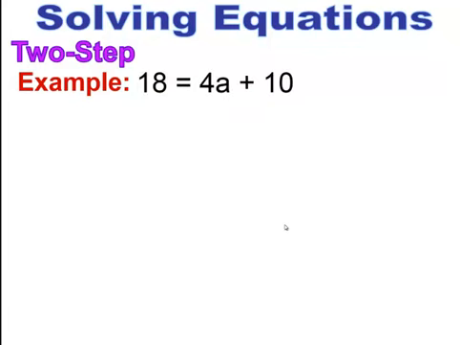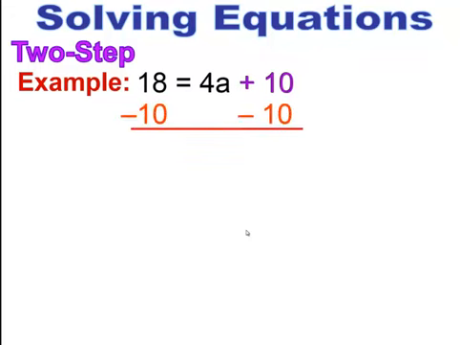Now notice this next example, my variable is on the other side of the equal sign. It doesn't matter which side of the equal sign the variable is on. What matters is to get it on that side by itself. So notice here that I have a 4a plus 10 on the side that the variable is on. Well, I don't want to deal with the 4 that's attached to the variable first. I want to remove that plus 10. And to remove it, you have to do the inverse of plus, which is minus.